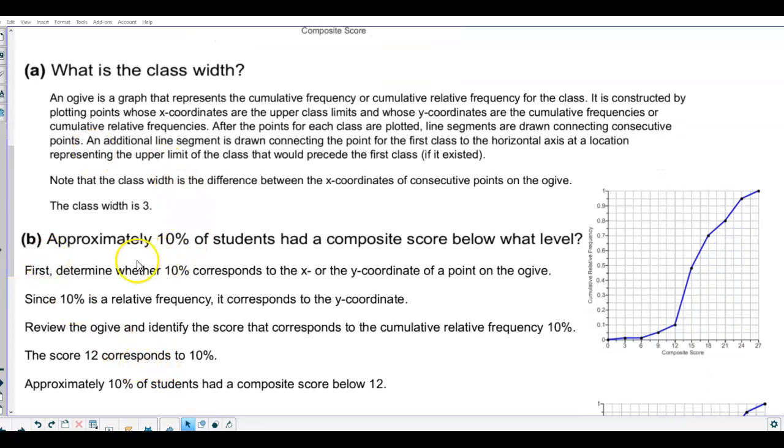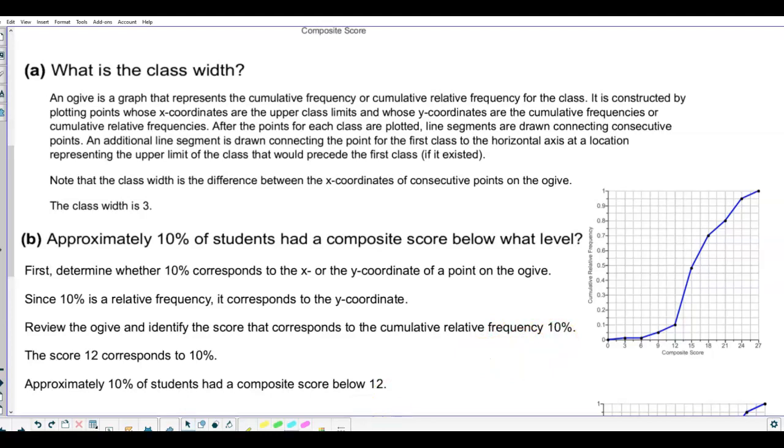Now for part B, it says approximately 10% of the students had a composite score below what level? So we need to determine, what does 10% represent on our graph? Does it represent the cumulative relative frequency, or does it represent the composite score? Well, 10%, if you look here, corresponds to the relative frequency. So it corresponds to the y-coordinate. So we view the ogive and identify the score that corresponds to the cumulative relative frequency that's 10%.